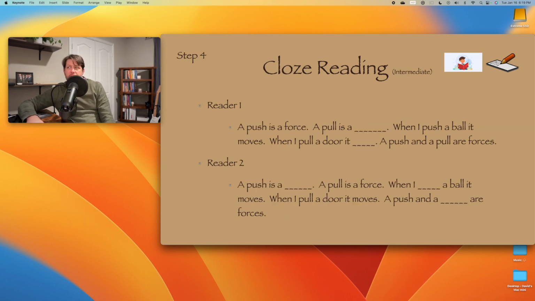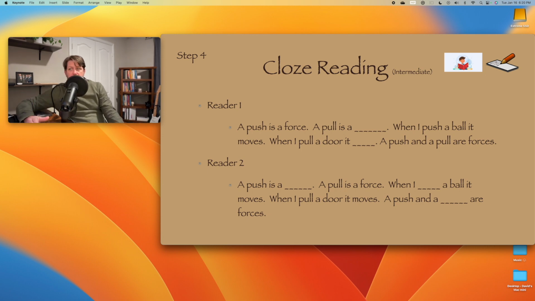So for your intermediate students, you want to simplify the language some. You still want to make sure you're using push and pull and force, but you want to make sure the language around it is simplified into shorter sentences that they're able to manage. Okay, so you can see here again, in two readers, a push is a force. A pull is a force, simplifying the language. So they don't have to keep all that extra extended thought. They're not able to manage that amount of language yet. So we want to simplify it for them.